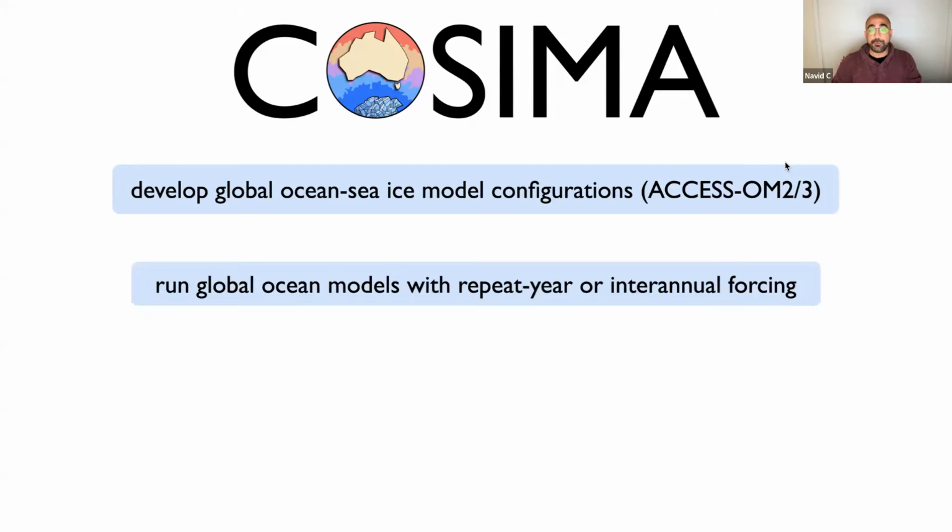Other thing we do is we run these ocean models with various forcings, either repeat year or interannual forcing from reanalysis. So we also apply for supercomputer time, and we get a lot of that from the Australian supercomputer, and then we run a lot of models and we save a lot of data.